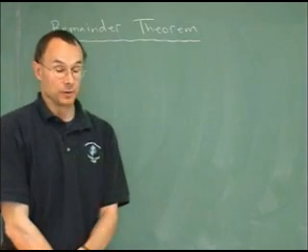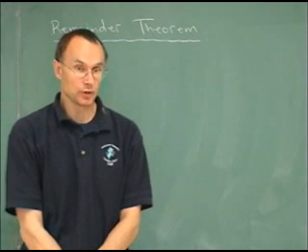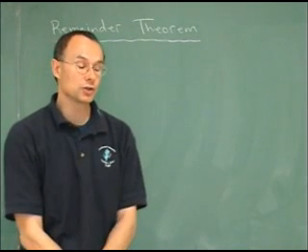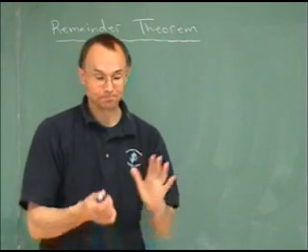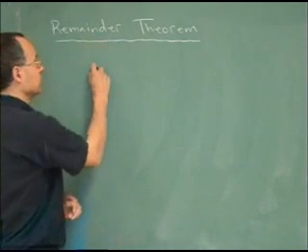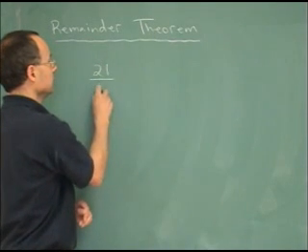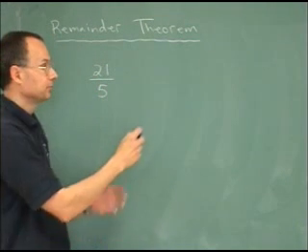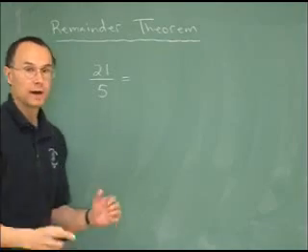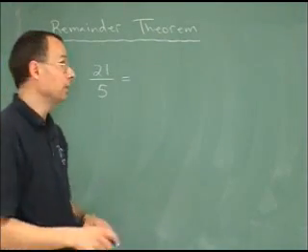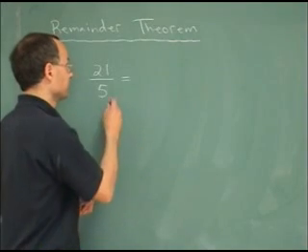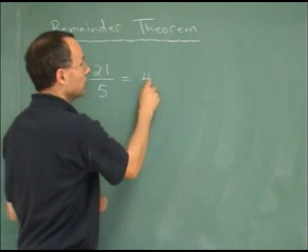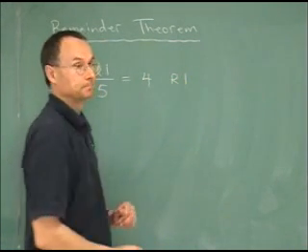The remainder theorem. What's on the agenda today, we're going to talk about after a little introduction to refresh your memory about division. What we're talking about are things like this: 21 divided by 5. Now, you might know how to do that already, but this will help us guide our way through more complicated questions. The answer is 4 with a remainder of 1.